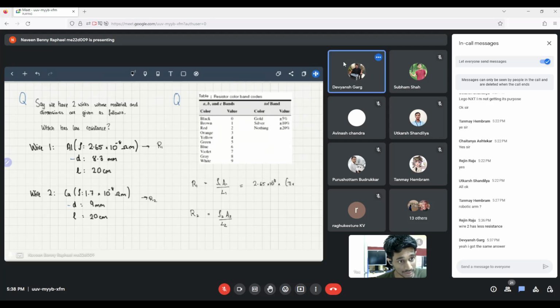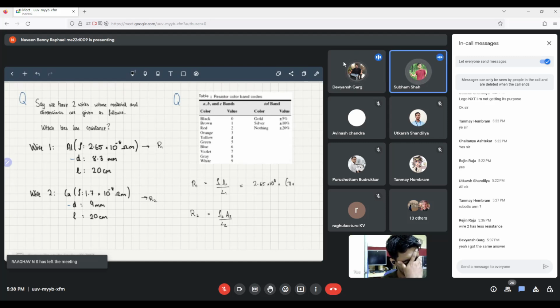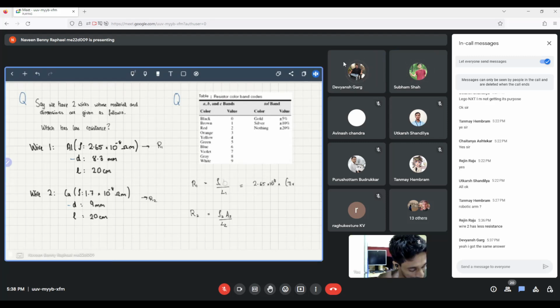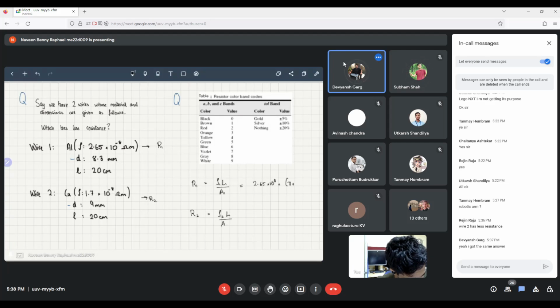Yes, I guess you wrote the formula inverse, like you wrote the wrong formula. R equals rho L by A. I'm sorry, yes sir. Thanks for reminding me, I would have given the wrong answer there. No one saw this.